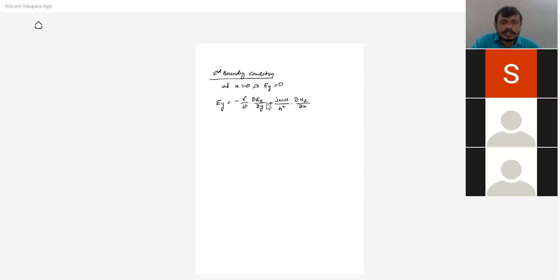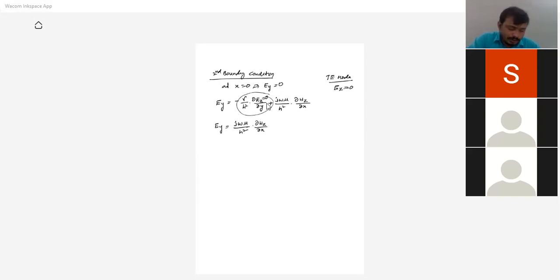So this is the expression for the Ey, right? It's TE mode. So for TE mode, already we know Ez is equal to 0. That means this total term is 0. Now we can write Ey is equal to j omega mu by h square dou Hz by dou x, right?